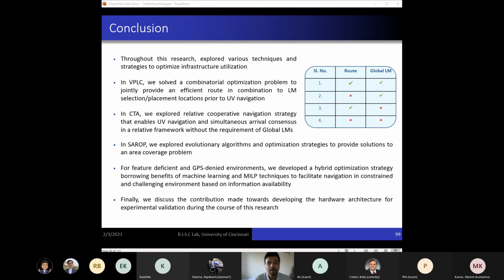Even though we did not concern ourselves with the desired heading uncertainty bound, as heading was anyways updated indirectly, we noticed that for all the experimental cases, the heading had a very tight uncertainty bound. For most of the cases, it was plus minus 10 degrees for the 3 sigma bounds. Finally, we discussed the contribution made towards developing the hardware architecture for experimental validation during the course of this research.